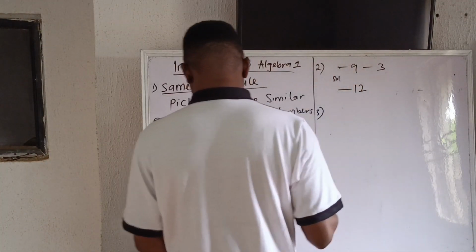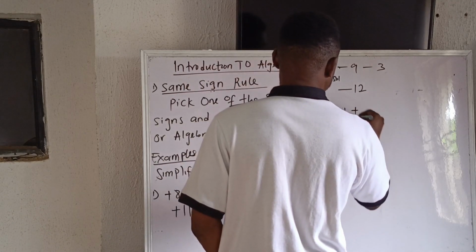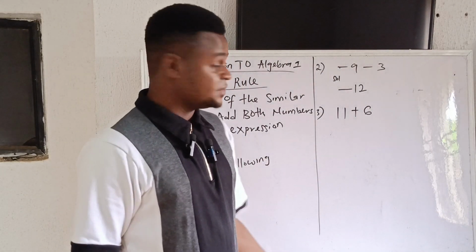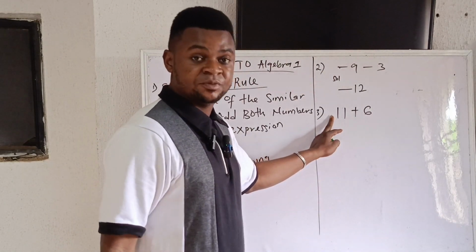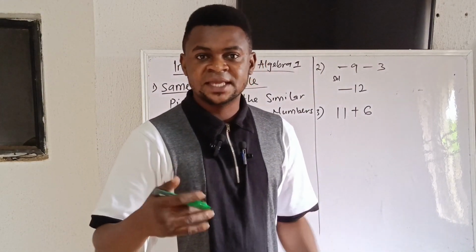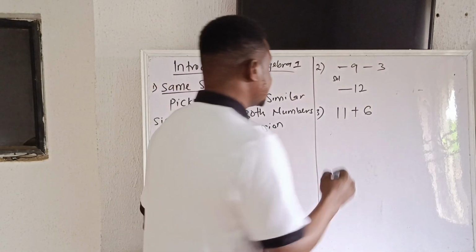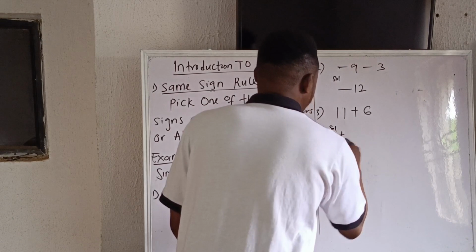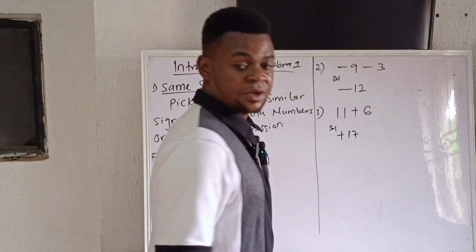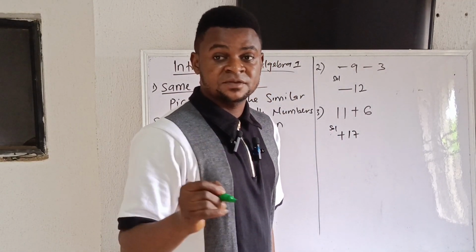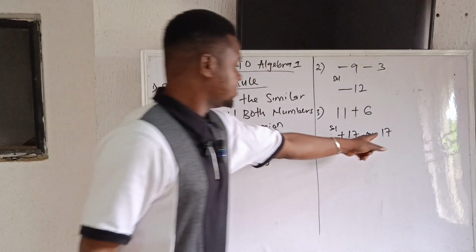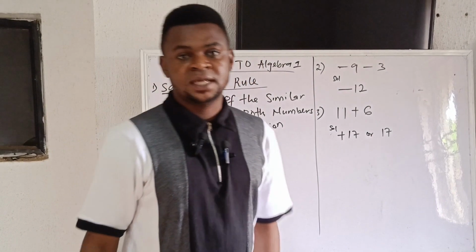Example 3. If you're told to simplify 11 plus 6, looking at this now, this is actually quite easy and very easy for us to do. 11 here has an invisible plus sign. 6 here also has a plus sign. That means they have the same similar signs. So I'm going to pick one of the similar signs, which is plus. Then I'll add both numbers together. 11 plus 6 gives us what? 17. So that means I'm going to have plus 17. And don't forget, plus 17 is the same as what? 17. Because this 17 also has an invisible plus sign.